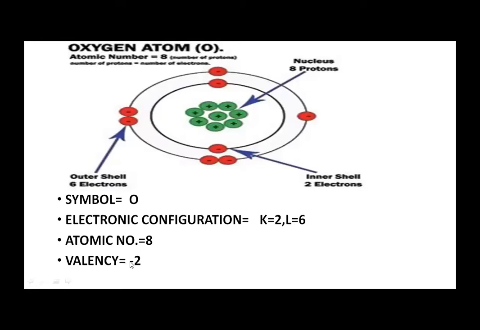Those elements which accept electrons have a negative charge. How many electrons did oxygen accept? 2 electrons. So oxygen has -2 valency.